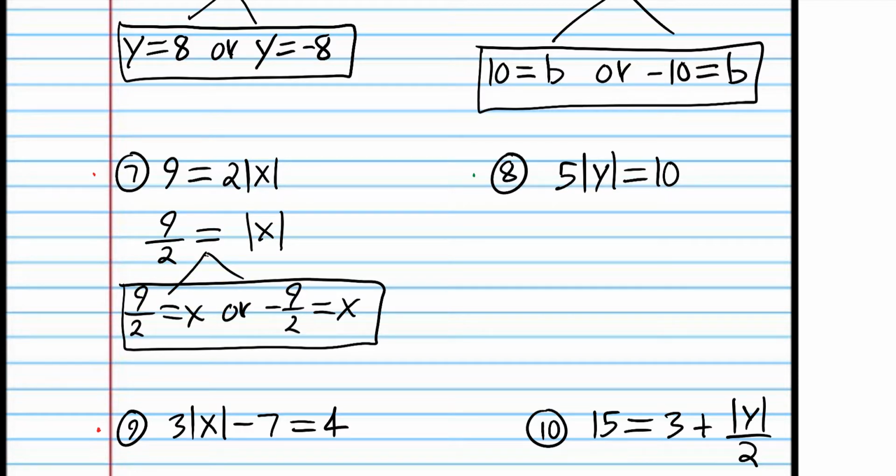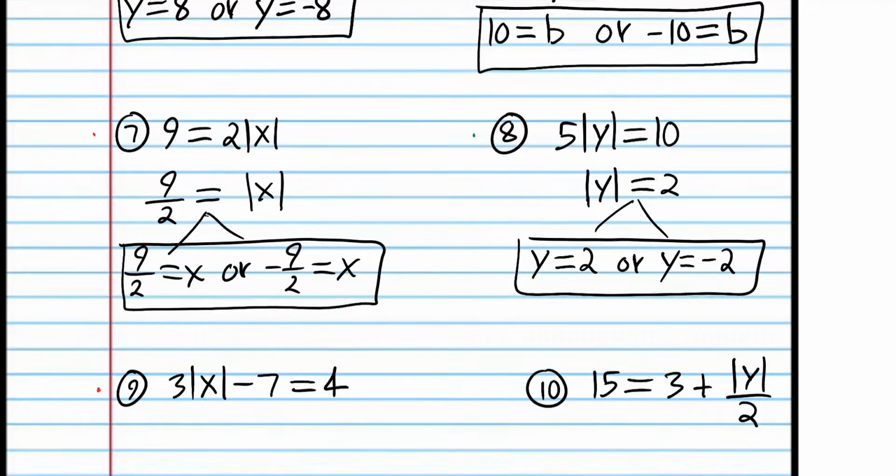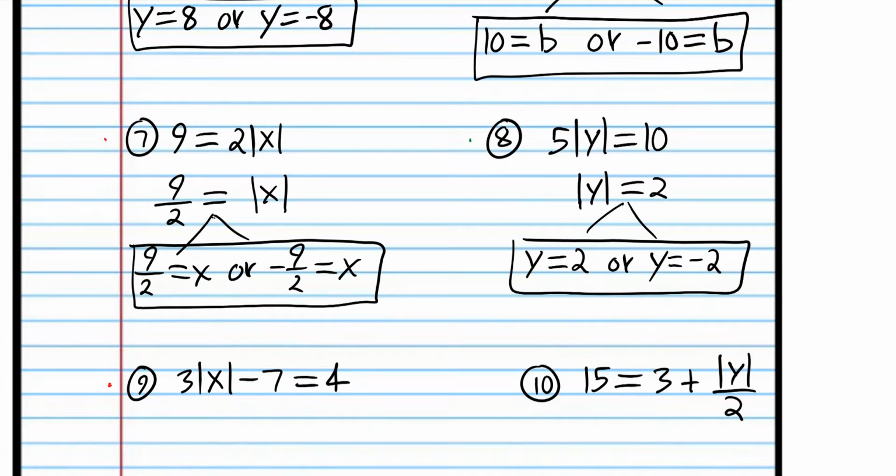All right, we're back. So we're going to divide both sides by 5, and we get absolute value of y is equal to 2. Break it into parts, and we have y is equal to +2, or y is equal to -2. So if you got those answers, good job.